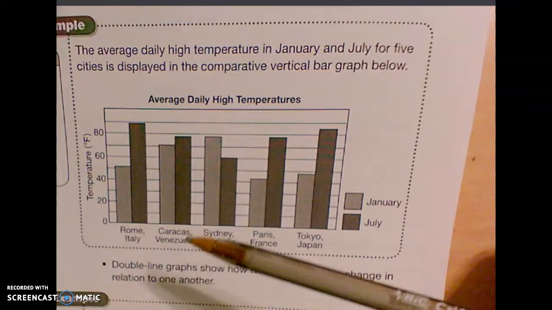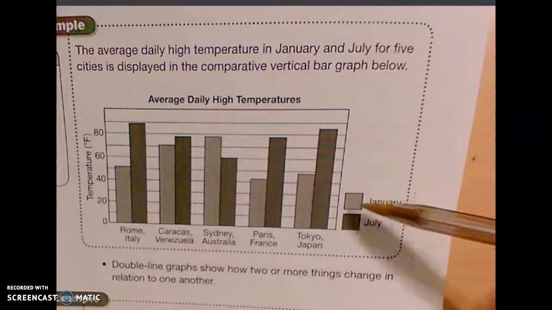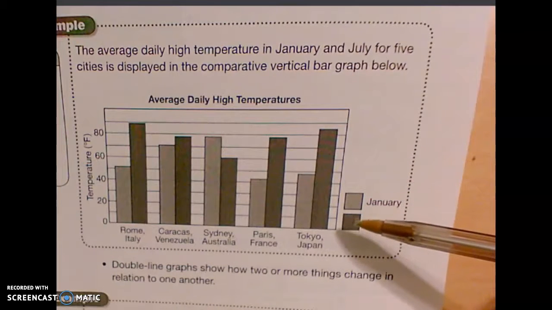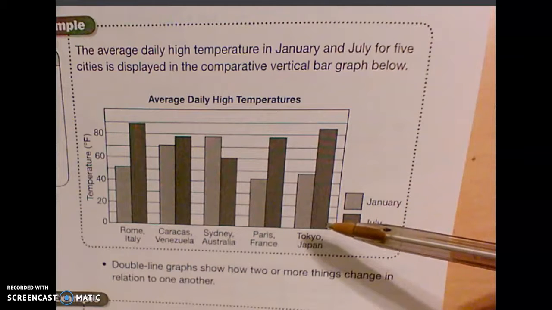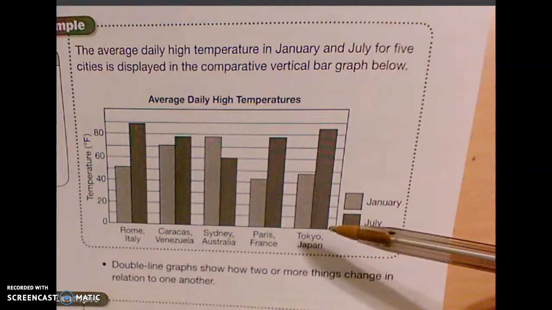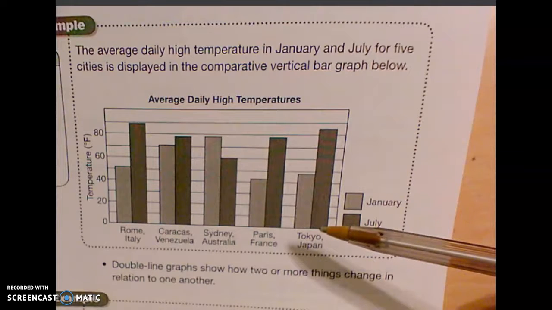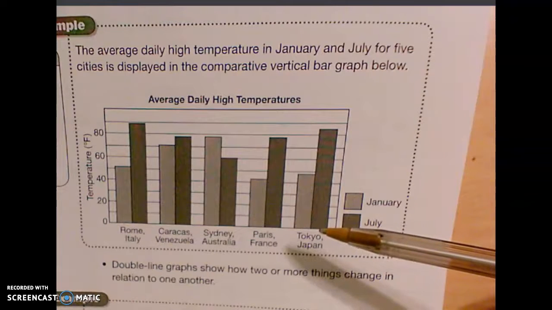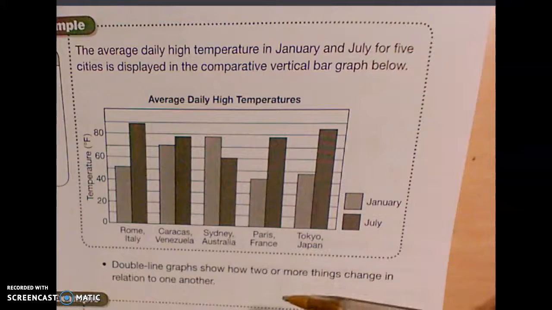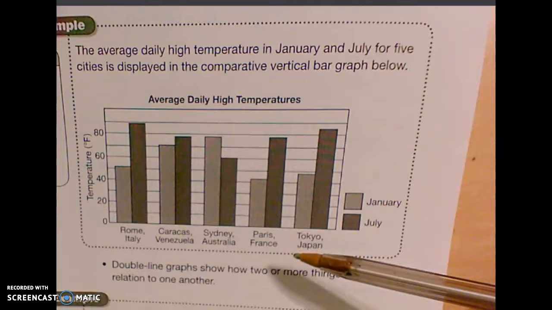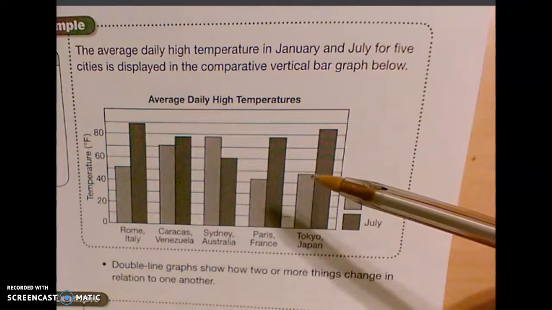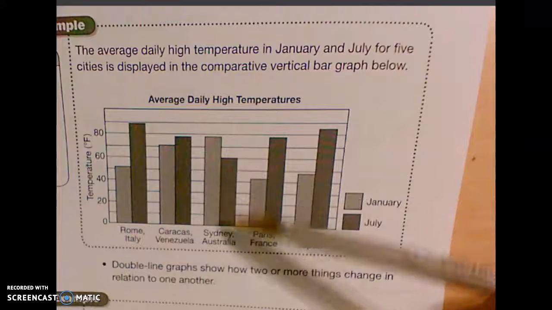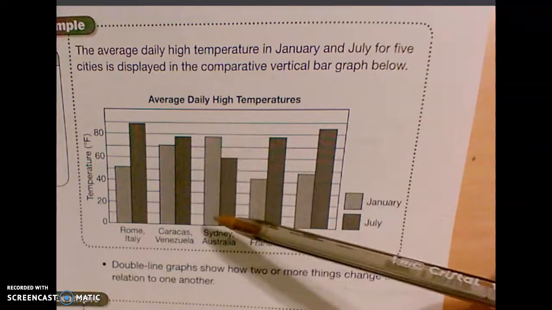All right, lastly, for which city is the average January high temperature greater than the average July high temperature? In order to answer this question, we're going to look for the city that has a light gray bar that is taller than its dark gray bar. So where would that be? A light gray bar that is taller than its dark gray bar. If we're looking here, that's going to appear in Sydney, Australia.